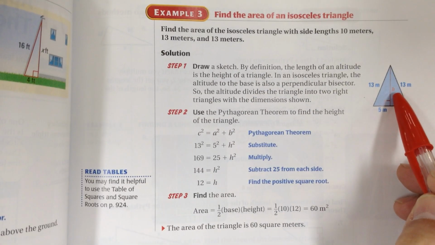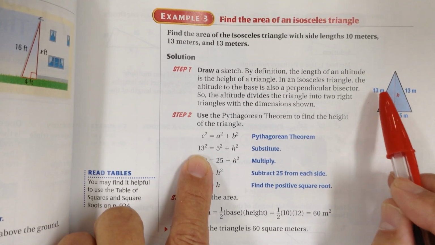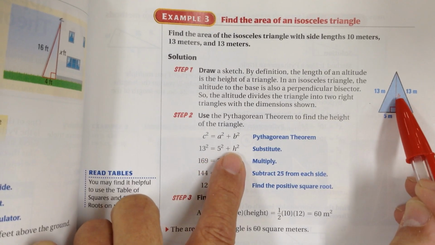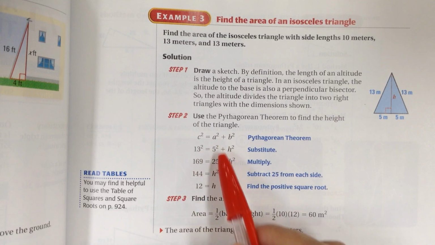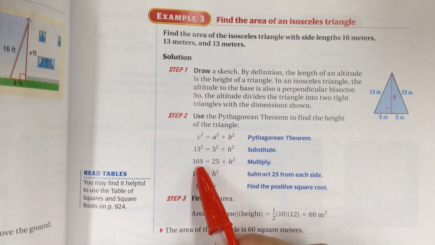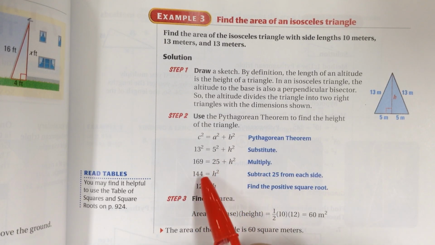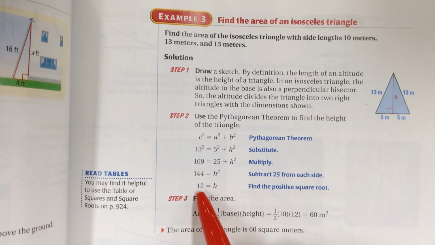For the height, you apply the Pythagorean theorem. So you've got c squared equal to 5 squared plus h squared, a squared plus b squared equal to c squared. Then you substitute: 13 squared is 169, 5 squared is 25, minus 25 on each side, you get 144 equal to h squared. Then take the square root, and you get h equal to 12.